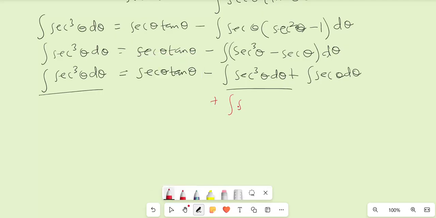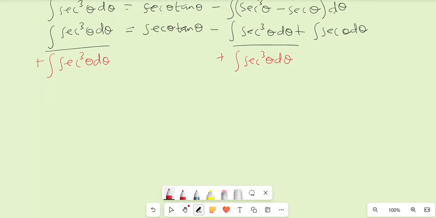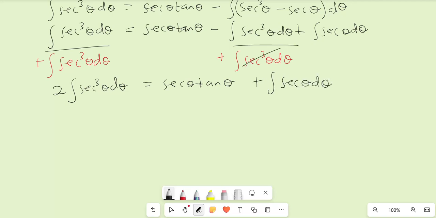So we add the integral of secant to the third power of theta d theta. Do the same thing to the left hand side, and some things will cancel out nicely. Next, we add secant to the third power of theta d theta plus secant to the third power of theta d theta. That should be 2 times the integral of secant to the third power of theta d theta, equal to secant theta tangent theta plus the integral of secant theta d theta. These terms will cancel out.